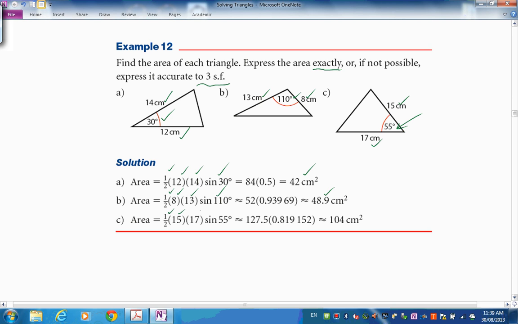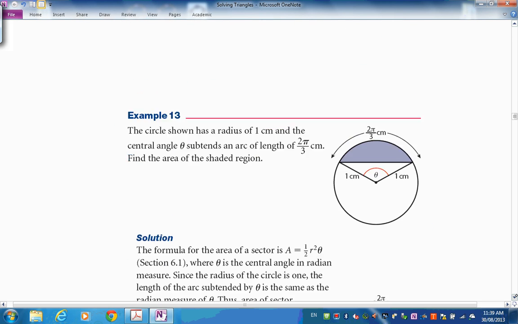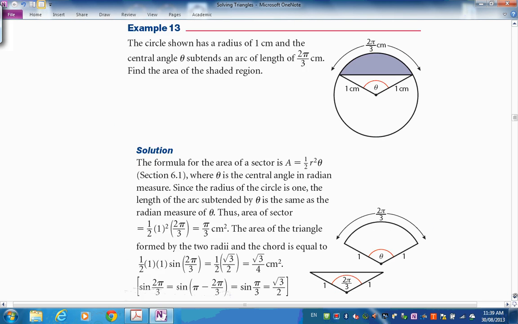So it's half the product of 2 sides, sine of the included angle, and that again is not a terminated decimal, so we have to round it off and use the approximate signs there. Let's go down and have a look at how we can use this, and this has been very popular in the IB examinations.